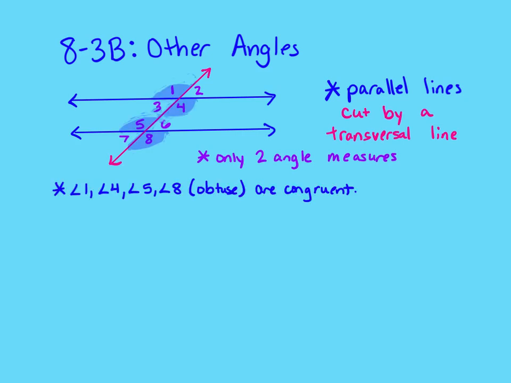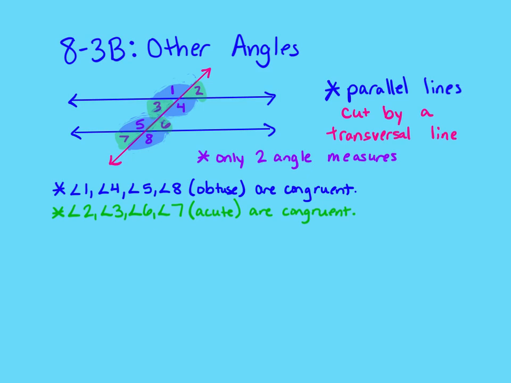So angles 1, 4, 5, and 8, you'll notice they're all obtuse angles, and they all appear to be the same size because they are. They're congruent to each other. So if I knew the measure of angle 1, then I know that's the same thing for angles 4, 5, and 8.